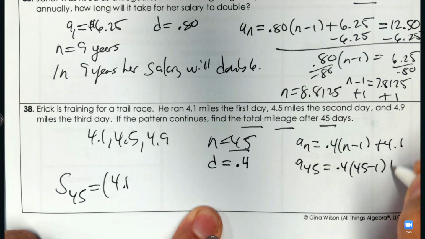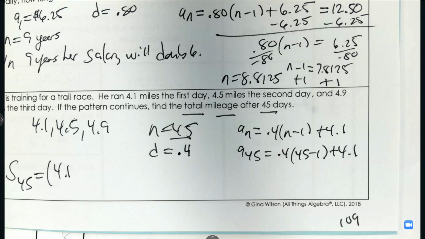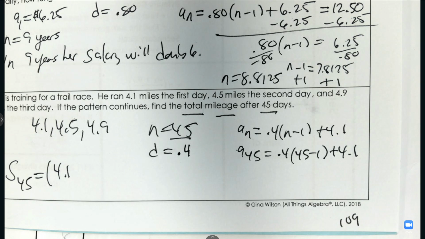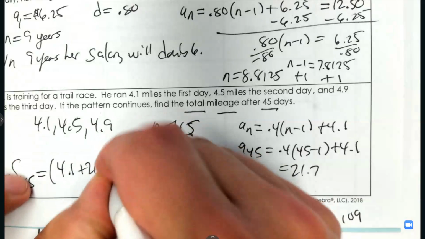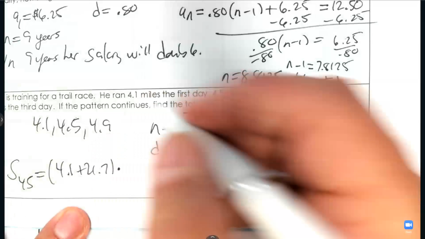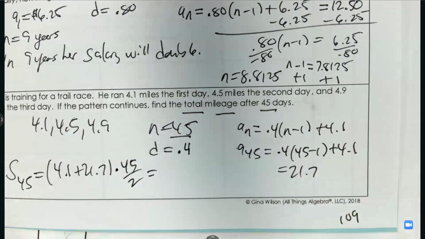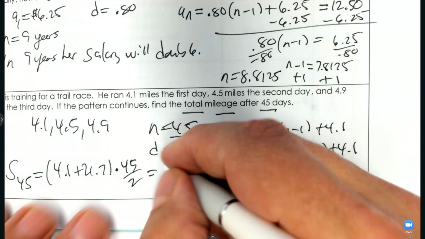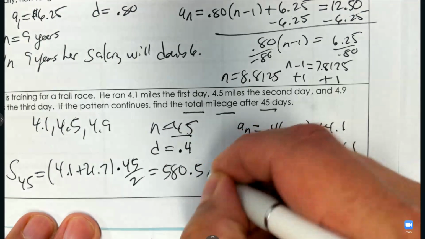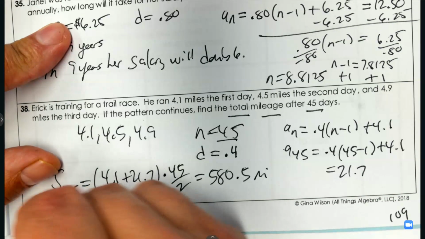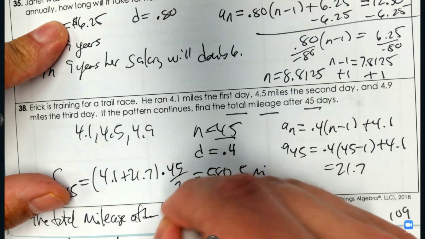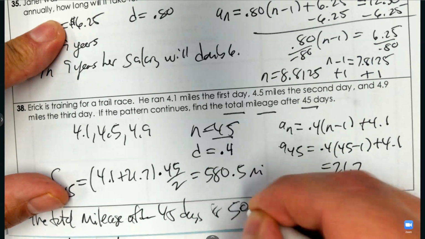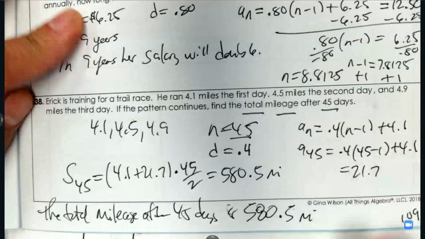So I'm going to plug in 45 and see how many miles he ran on the 45th day, and use my calculator. And that's 21.7. I'm going to add the first day and the last day, and then I'm going to multiply by how many days divided by 2. And then again, I'm going to use my calculator. So press pause. And so the total mileage after 45 days is, excuse my writing, 580.5 miles. We got it. It's over.